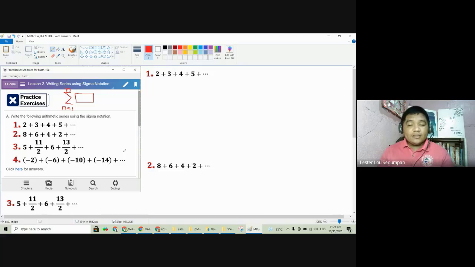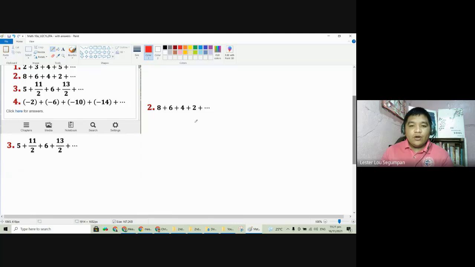To do that, let's determine whether the difference from term to term, those terms separated by addition, follows a unique common difference. From 2 to 3 in number 1, we increase by 1. From 3 to 4, we also increased by 1. And from 4 to 5, we also increased by 1. Therefore, the common difference for the terms in this series is 1. And with that, we are assured that number 1 is an arithmetic series.